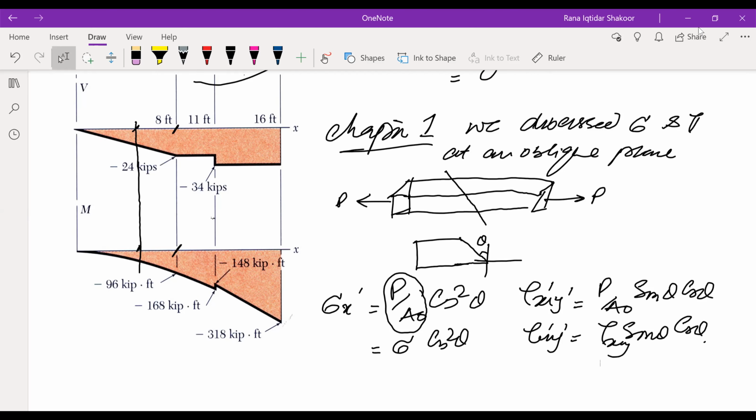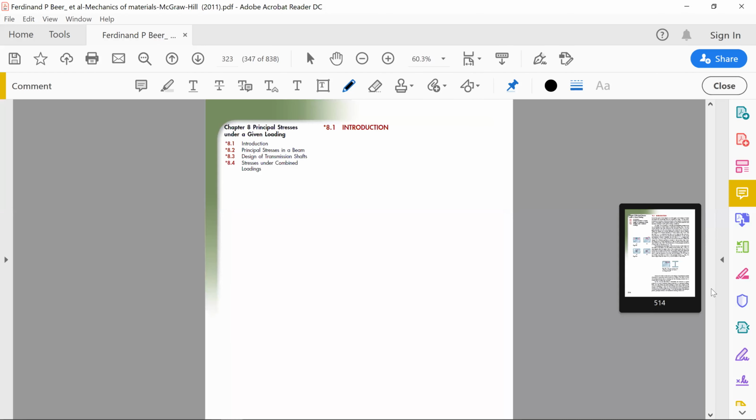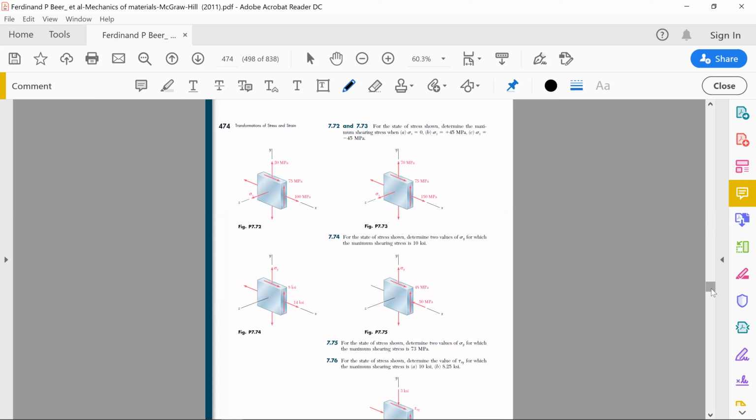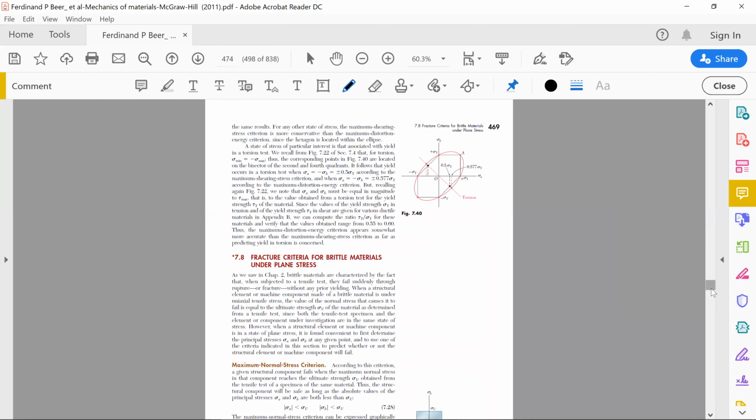So I stop sharing and now I'll share the book. Now we will go through directly to the book, right? This is chapter 7, so we'll start from chapter 7.